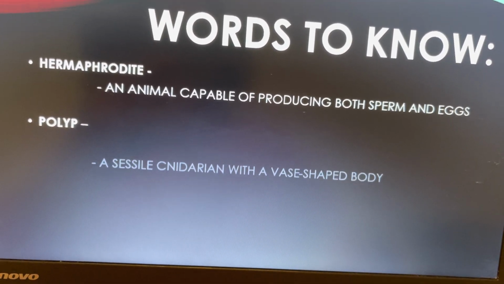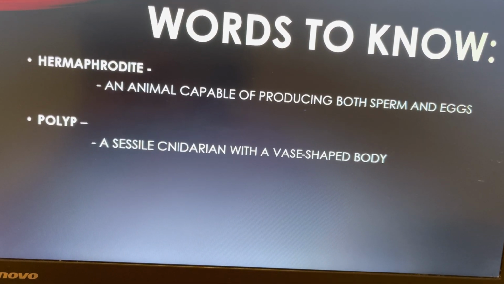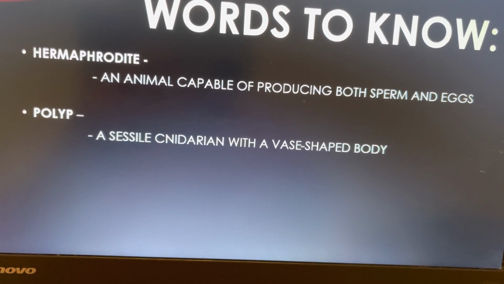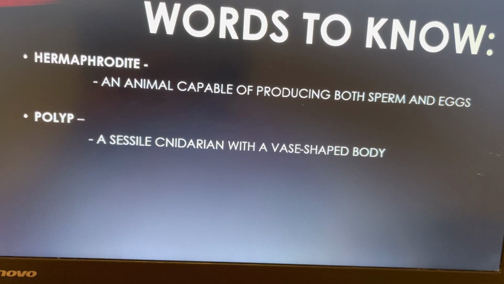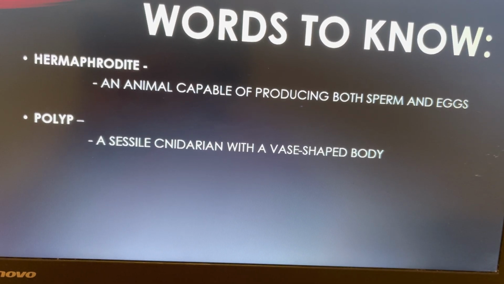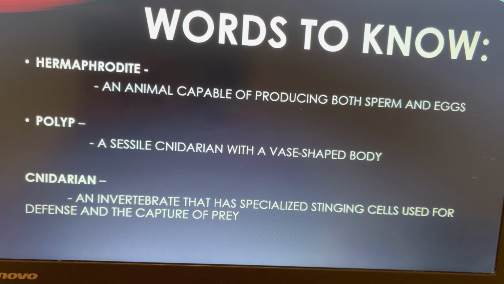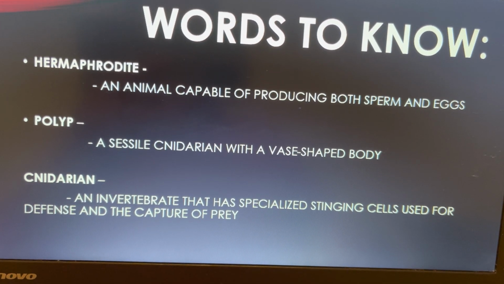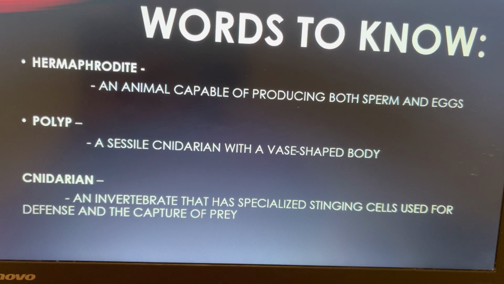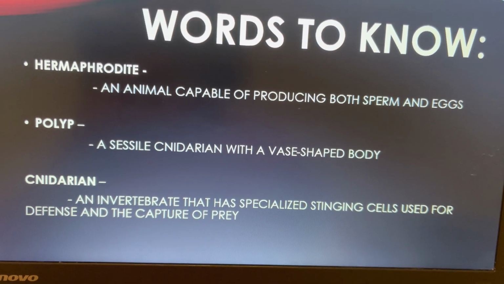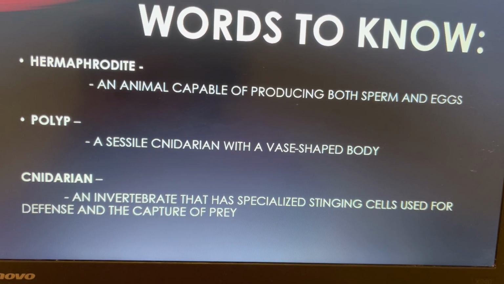The polyp is a sessile cnidarian with a vase-shaped body. Sessile means immovable. Cnidarians are invertebrates, which means they have no backbone, and they have specialized stinging cells used for defense and the capture of prey.